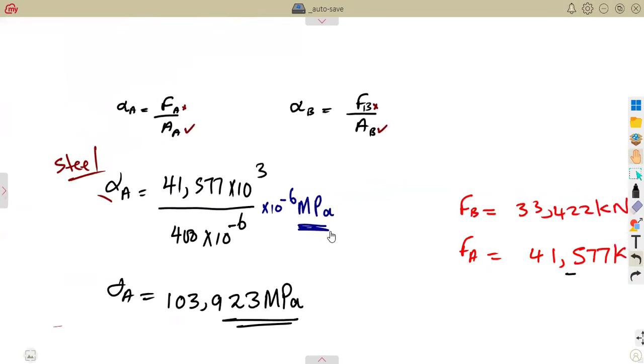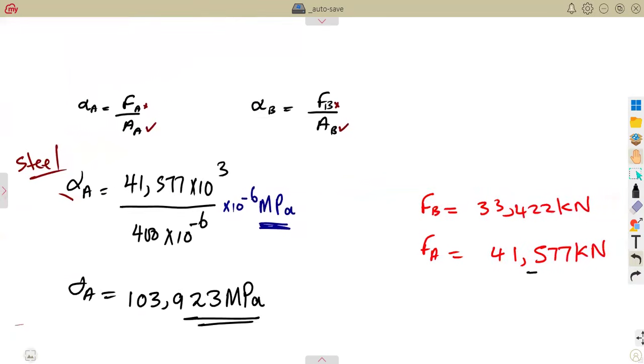B, which is for the aluminium, we can calculate that because the force at B is there. So for B, just a continuation, the force at B is already there.